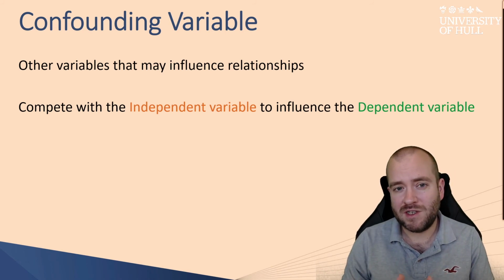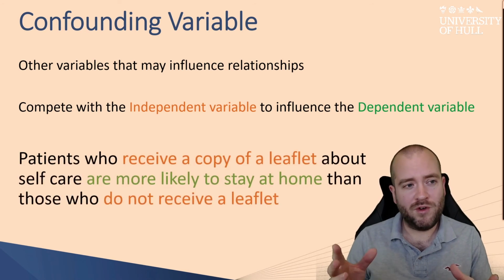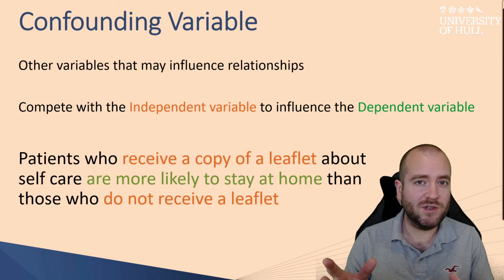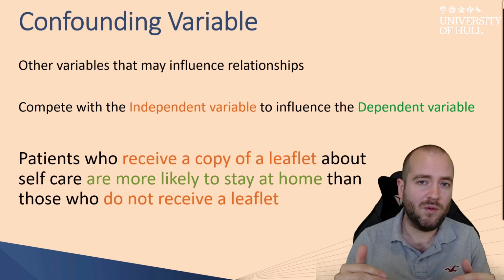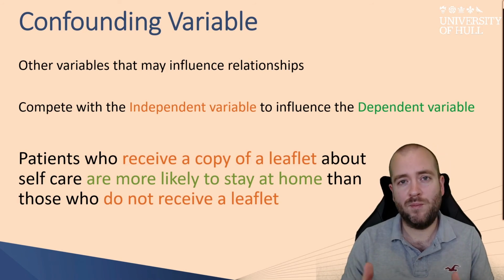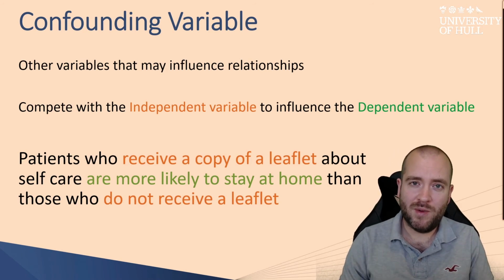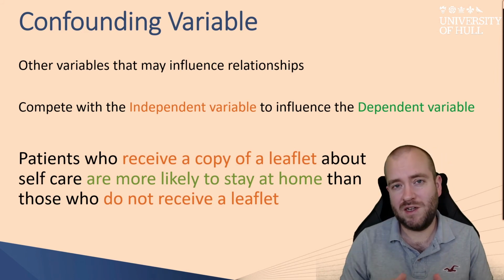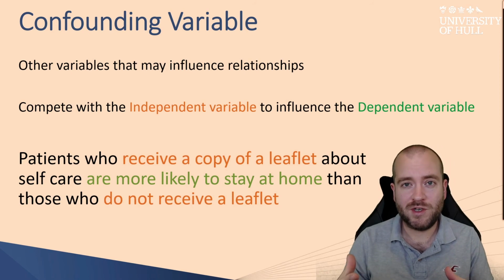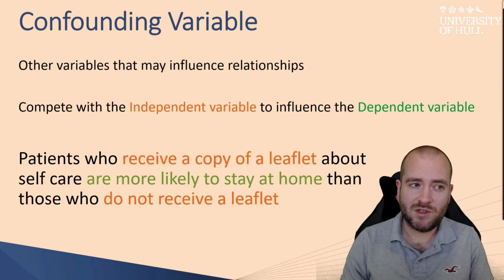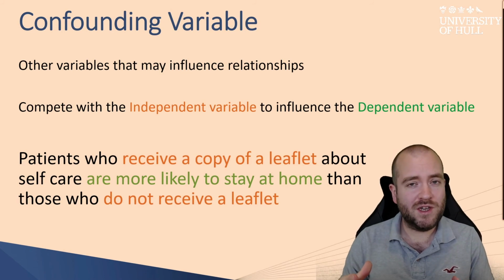So let's take a look at an example of this in our research question of a patient who receives a leaflet. We've got our two independent variables, the leaflet's either been given or not, and we're hoping to see that that will have an effect on whether they're more likely to stay at home or not. What we would hope is that patients who are given the extra information about their condition or self-care or management at home would then not go into the hospital and therefore are more likely to stay at home, the dependent variable. But because we're dealing with humans and not situations created in a laboratory, we have these things called confounding variables. So let's take a look at examples.